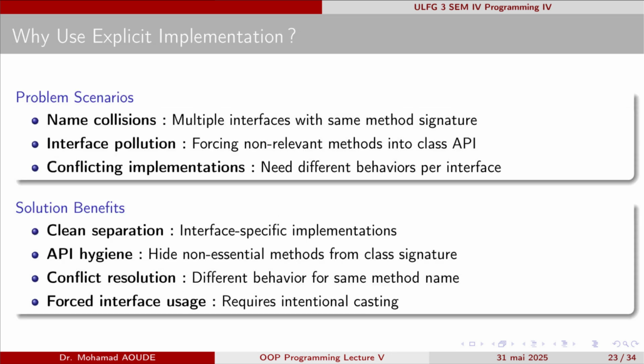And just to reiterate why we'd go through the trouble of explicit implementation, as we discussed with the IShape example and see reinforced here, it solves name collisions when multiple interfaces have methods with the same signature. It helps avoid interface pollution by not forcing every interface method into the class's direct public API. It allows for conflicting or different implementations for the same method name tailored to specific interface contracts. It promotes clean separation and can encourage consumers of your class to use interface contracts.